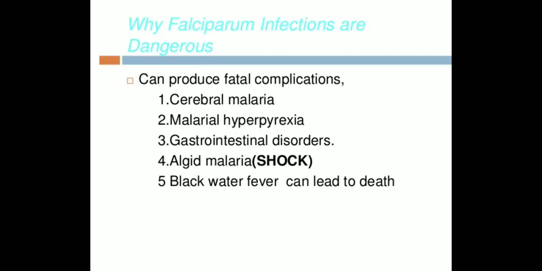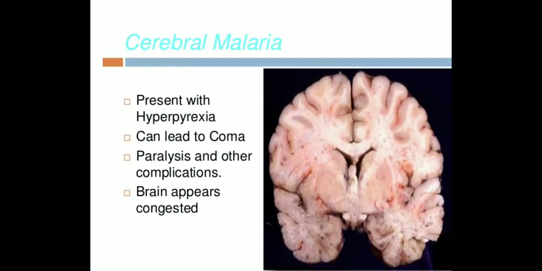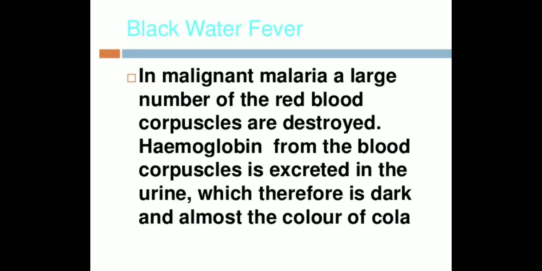Another thing is black water fever, which can lead to death. What is this black water fever? Nothing but hemoglobinuria, which you can get in malaria. This type of hemolysis happens in malaria. So when hemolysis happens, RBC breakdown, it can change to hemosiderin and all. So you get a black colored urine. Okay, in cerebral malaria, the patient presents with hyperpyrexia, the patient can even go into a coma stage, paralysis. So this is what I told you, black water fever. A large number of red blood cells are destroyed. So what happens? This hemoglobin from the blood corpuscles or RBCs is excreted in the urine. So that is the reason for this dark colored urine. Okay, so that is known as black water fever.